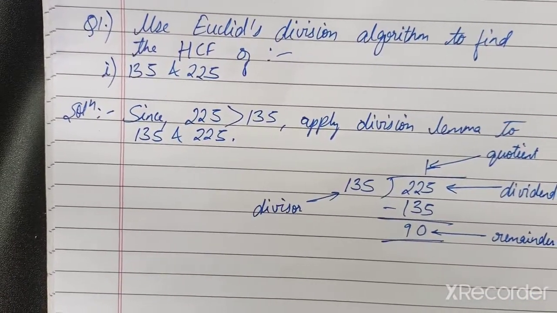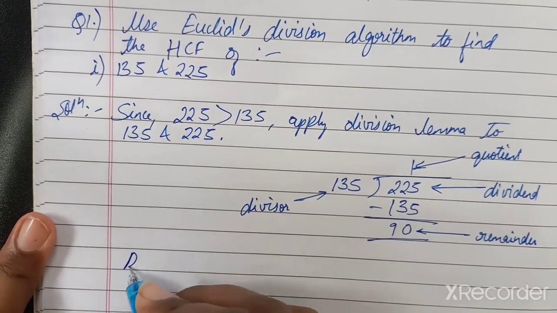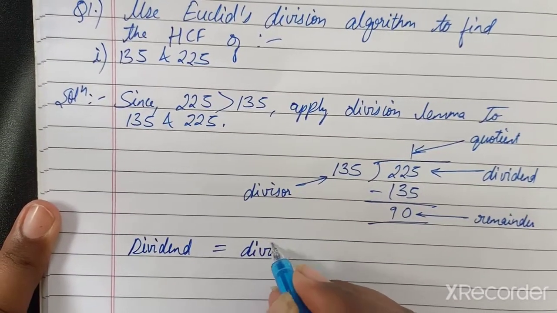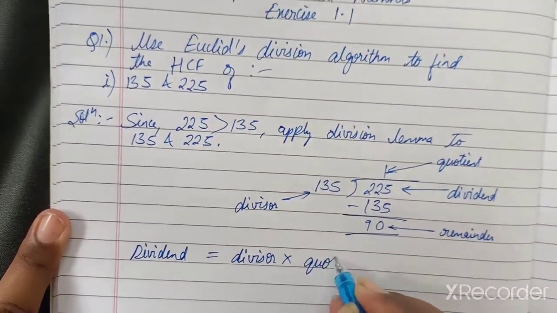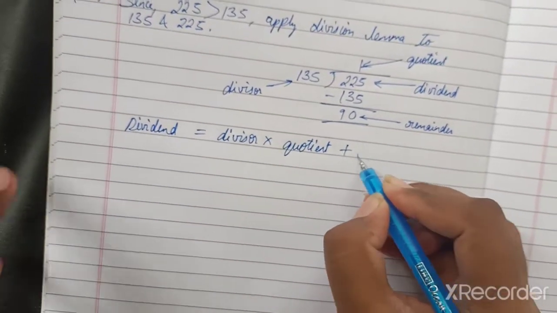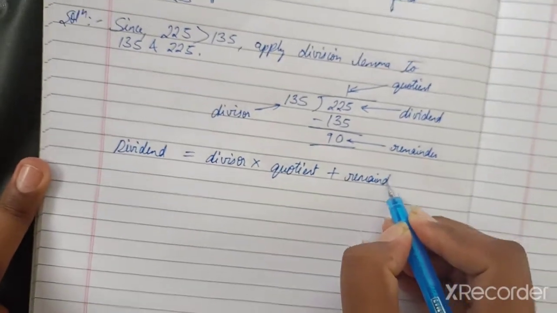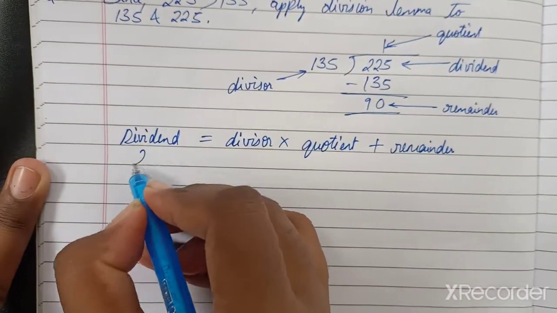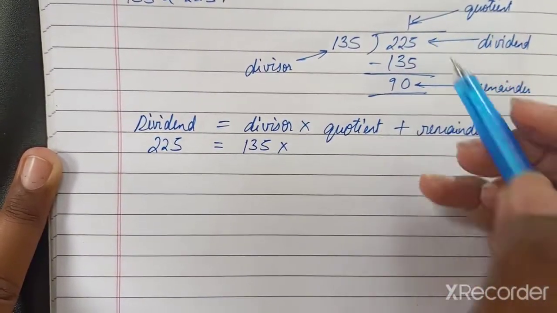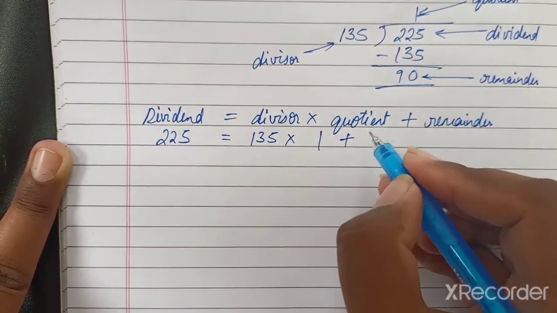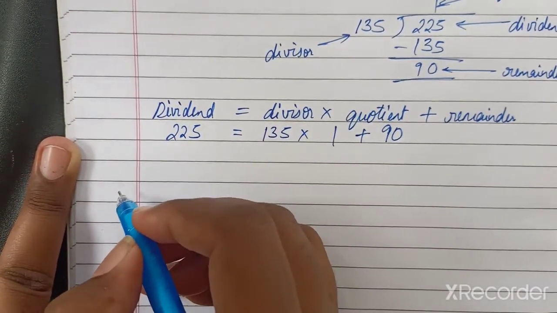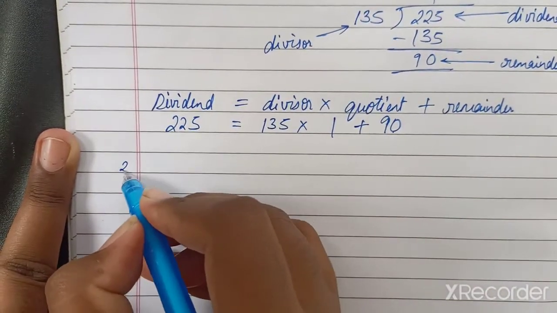We have to write this in the form of division lemma. So dividend is equal to divisor multiplied by quotient plus remainder. Here dividend is 225, divisor is 135, multiplied by quotient 1, plus remainder 90. So we are going to take the second step because the remainder is not equal to 0.